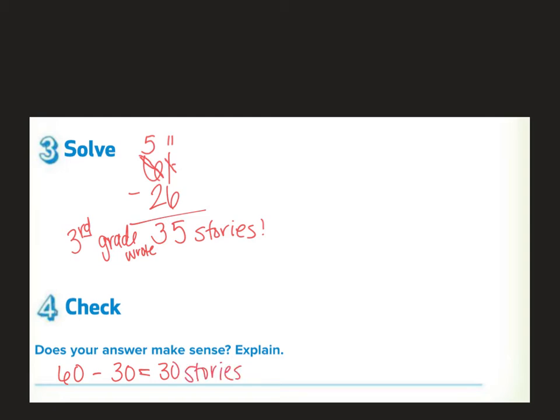And the kind of symbol that we write to show that it's near is a wavy equal sign. And that means "is about." So I'd say 30 stories is about 35 stories. And that checks out. Check. Because 30 and 35 are very close together. So we estimated. So yes, my answer does make sense.